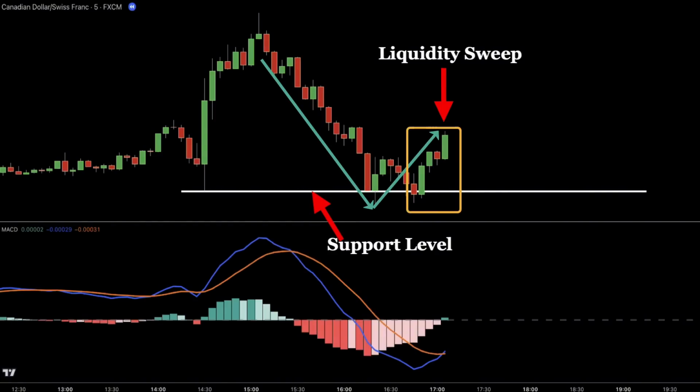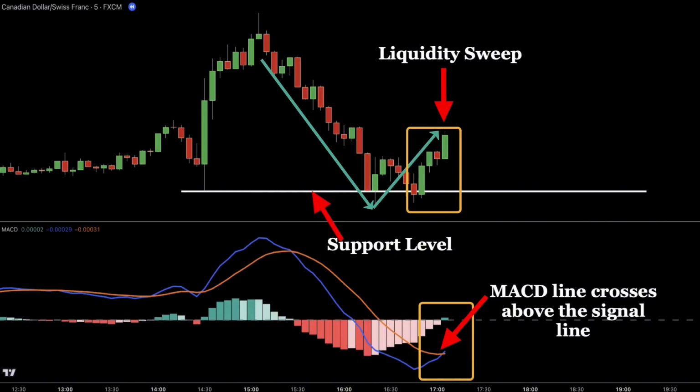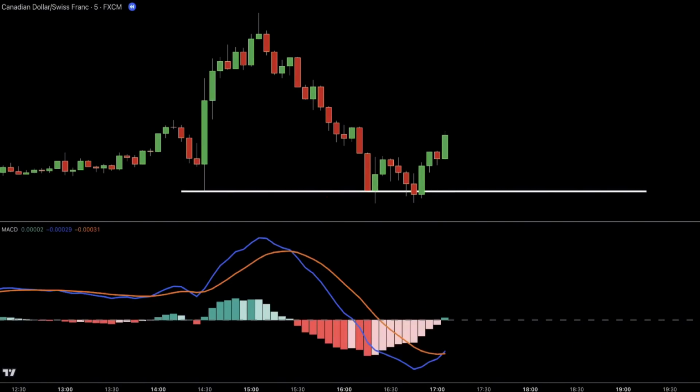Now, let's check the MACD indicator. The MACD line crosses above the signal line, giving us a buy signal. We now have 2 confirmations: a liquidity sweep indicating a bullish reversal, and a MACD crossover supporting a buy setup. But before we enter the trade, let's make sure the higher time frame agrees with our idea.